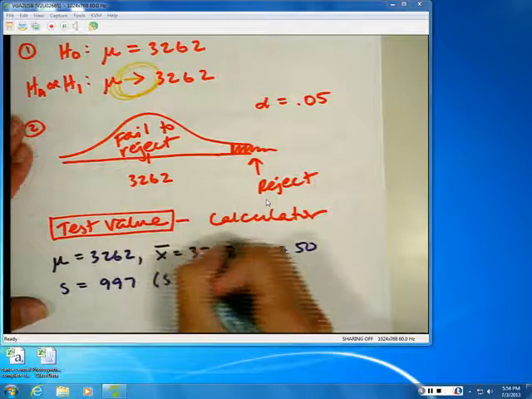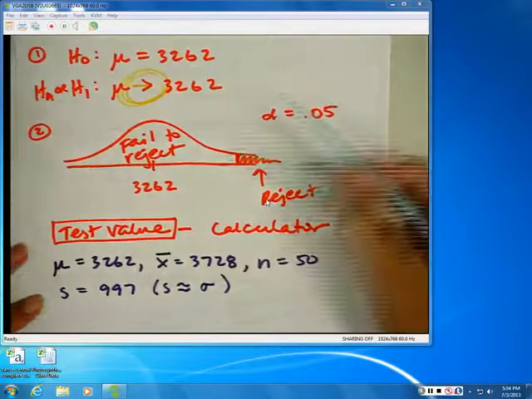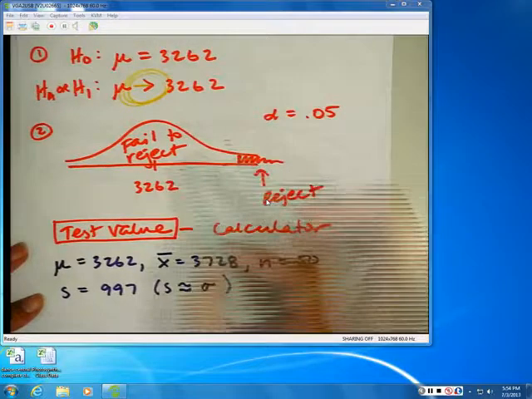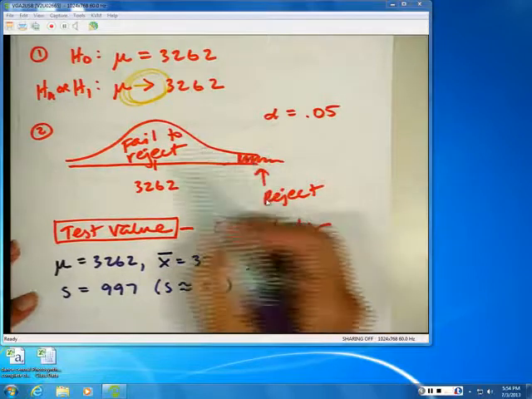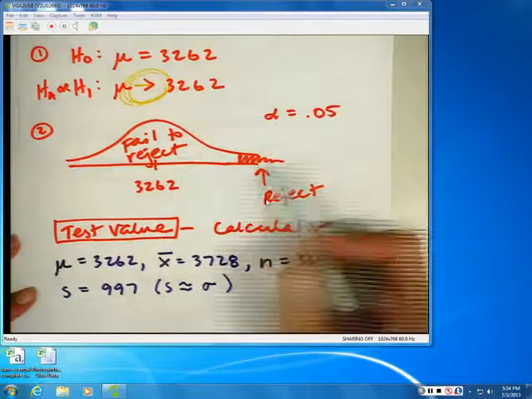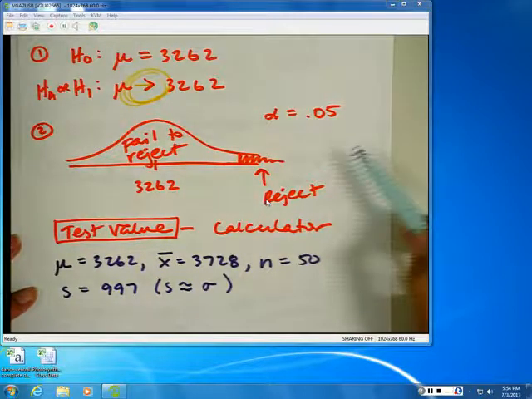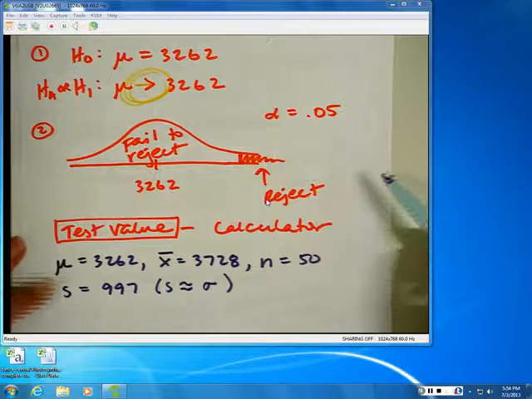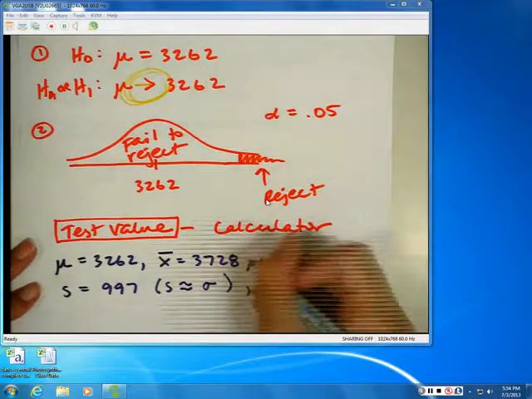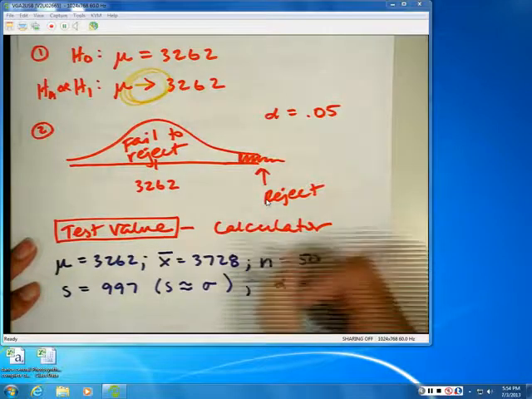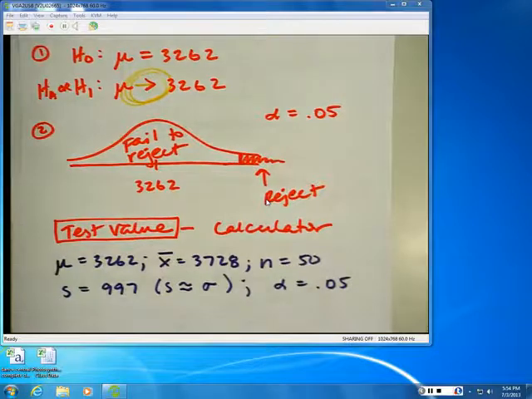And S is approximately sigma. I need a standard deviation to use the normal curve. That tells me about significance. Because if I am 3 standard deviations away, I might still be in the fail to reject region. But if I'm 5, 6, 7, 8, 9, 10 standard deviations away, I'm probably going to be in the reject region. So that standard deviation is our significance piece. And then finally, alpha, the size of our rejection region, is 0.05. So let me go ahead and pull up my calculator here.